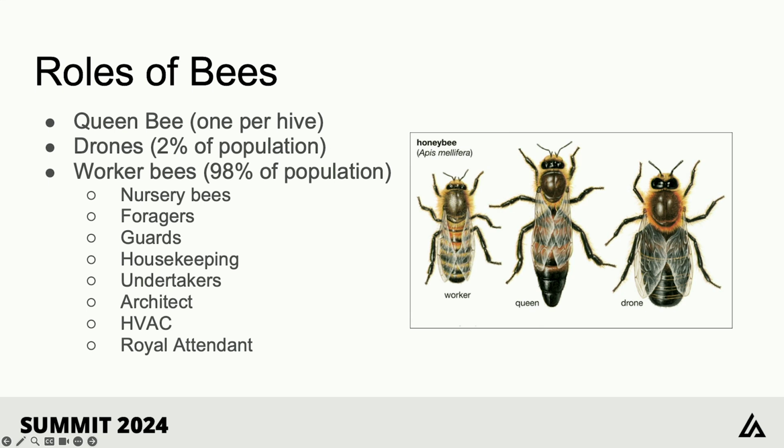And the remaining 98% of the population is made up of female bees called worker bees, and there are several different subcategories of worker bees. So we have nursery bees, guard bees, foragers, housekeepers. We have our architects that are building comb. We have our undertakers that are taking dead bees outside of the hive, and our HVAC system that involves bees that vibrate their bodies together in order to produce heat if it's too cold outside, or they're linking their bodies together, allowing hot air to travel outside of the hive if it's getting too hot.